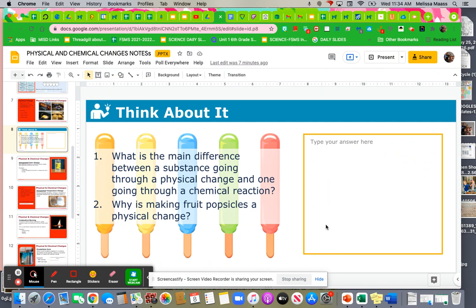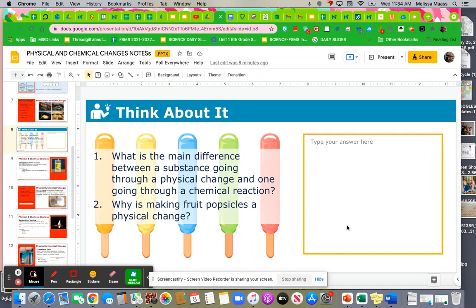And then number 2 down here, this one is, why is making fruit popsicles a physical change? Well, think about it. If you're making popsicles, whether you're using soda or juice or actual fruit, you're just cutting it up or pouring the fruit into the little molds. You're not really altering and making it a brand new substance. You're just altering the appearance and making that liquid that you poured or the fruit that you diced up, you're freezing it. So you're turning it into a solid.